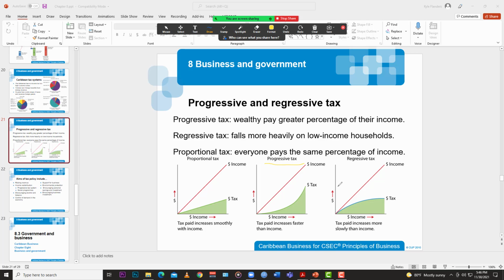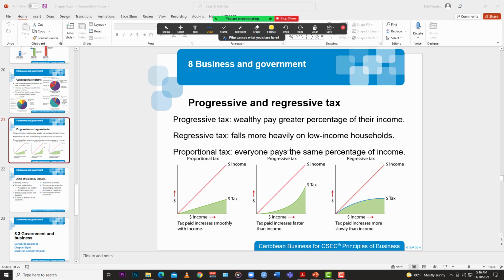In a regressive tax system now, the tax burden falls more heavily on the low income household. As you can see, as your income rises, you pay less and less tax. So the rich person pays the least amount of tax, the line going down. That's a regressive tax system. That burden falls more heavily on low income earners. The poor person is the one who gets hit hardest by a regressive tax system.